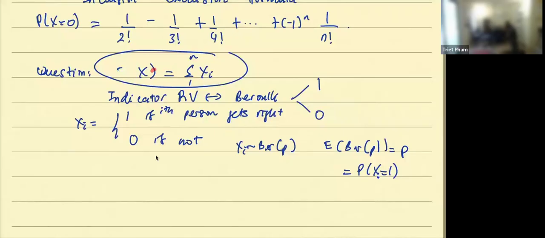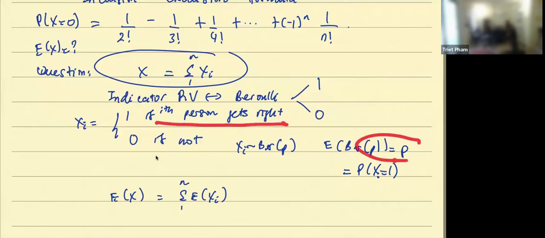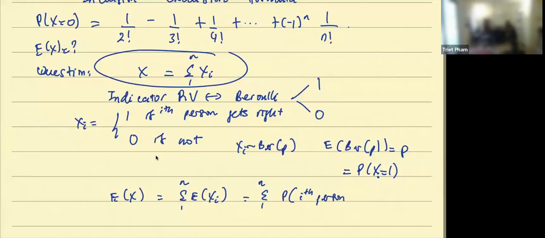Sorry, this is wrong: not the expectation of X_i. X is equal to a sum. The question was the expectation of X, and we will express X as a sum. Then the expectation of X will be the sum of expectations. But what is each X_i? X_i is the indicator function of the ith person getting their right hat. So that will be the sum of the probabilities that the ith person gets their right hat, isn't it? And what's the probability that the ith person gets their right hat?